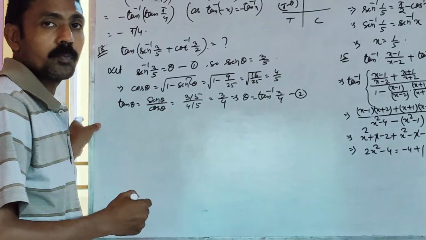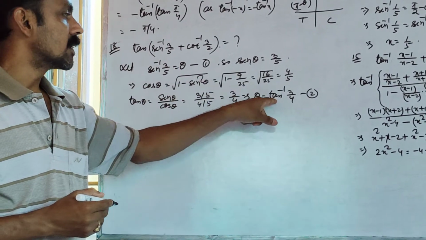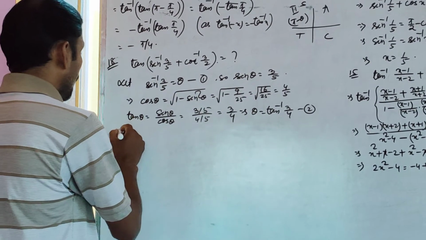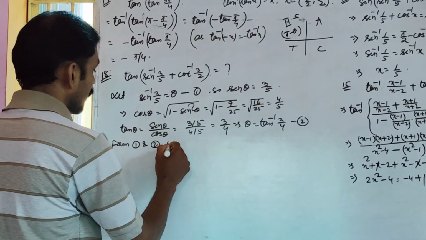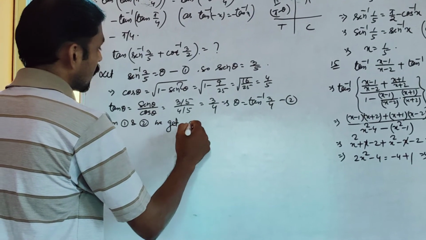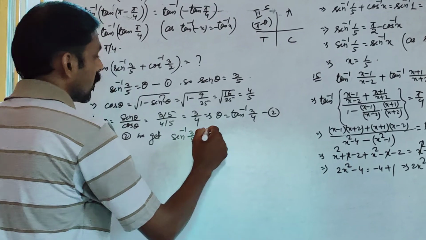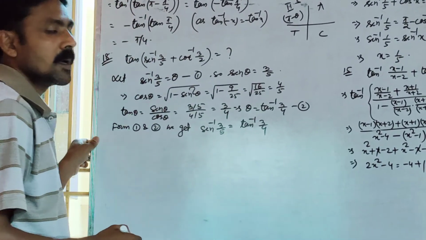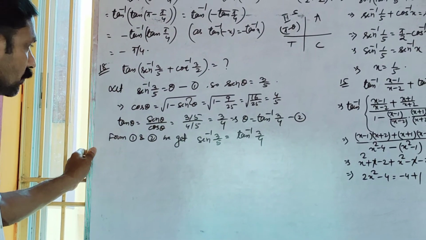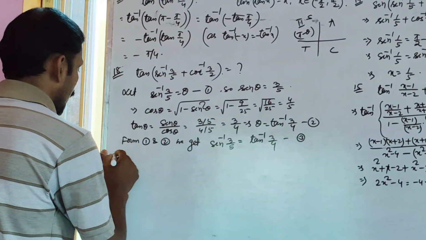Let it be 2. Now compare 1 and 2. 1 is the value of theta. This is also the value of theta. So from 1 and 2, we get sin inverse 3 by 5 is the same as tan inverse 3 by 4. Okay, it is 3.